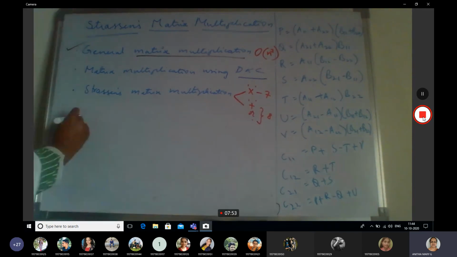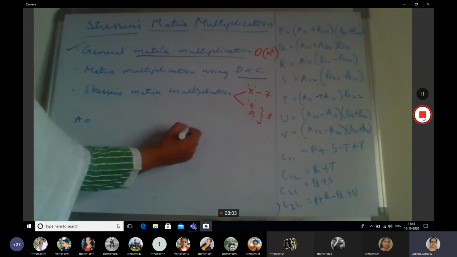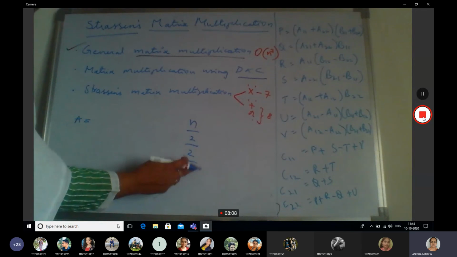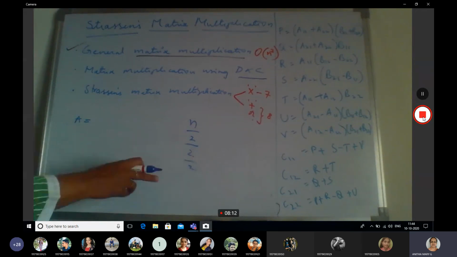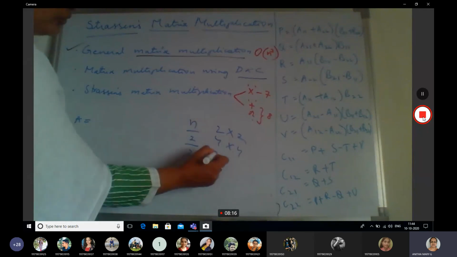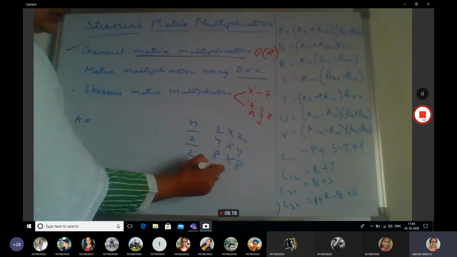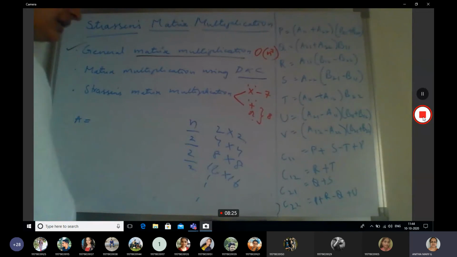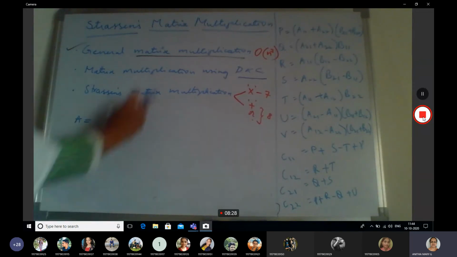One more thing, please remember, when we are going for the divide and conquer approach, since every time the n value you are dividing by 2, the matrices you are going to take will be multiples of 2 only. Say likewise you may have 2 by 2, 4 by 4, 8 by 8, 16 by 16, like that. Multiples of 2 only you will have. That is when you can apply the divide and conquer approach.